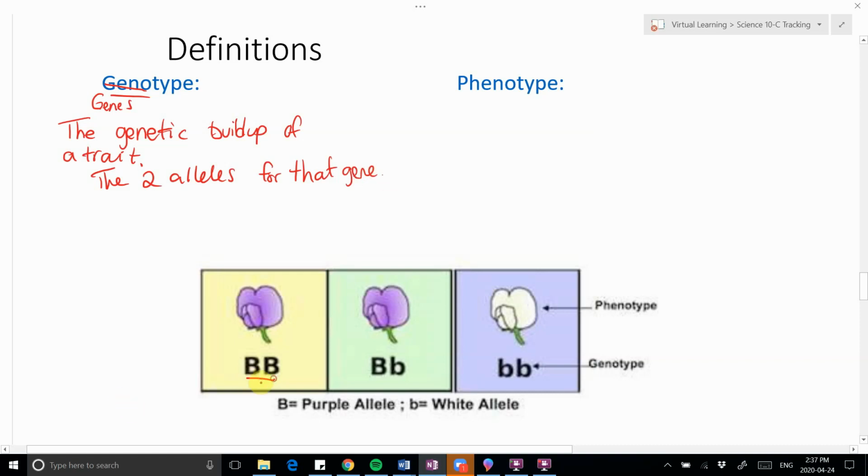Right? So for example, capital B. That's two dominant alleles. Capital B, lowercase b, that's a dominant and a recessive. Lowercase b, lowercase b would be two recessives.